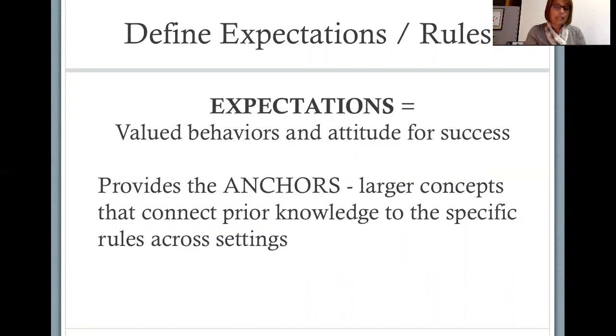Expectations are the broad concepts that describe the behavior that you determine are important for success school-wide. They provide the anchor to bridge the specific rules developed for each setting and help draw on prior knowledge and help to generalize behavior.